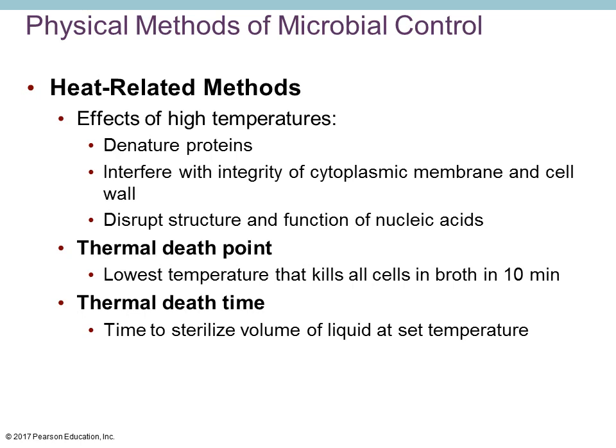High heat can also interfere with your cytoplasmic or cell membrane. It can interfere with the cell wall. It can also, in addition to proteins, disrupt the structure of your nucleic acids. Thermal death point is the lowest temperature that's going to kill all the cells in broth in 10 minutes. Thermal death time is the amount of time that's needed to sterilize a set volume of liquid at a set temperature.